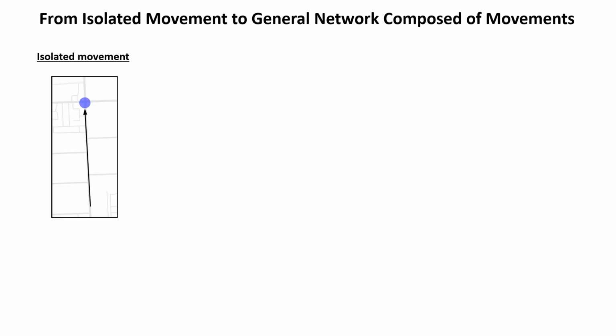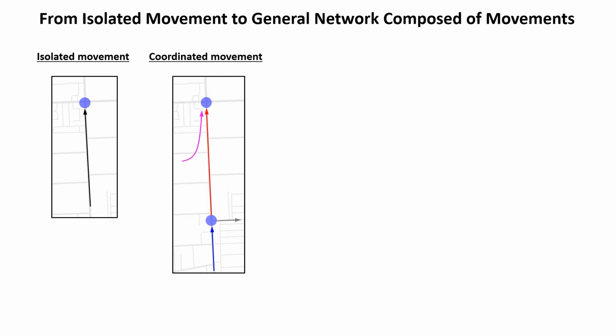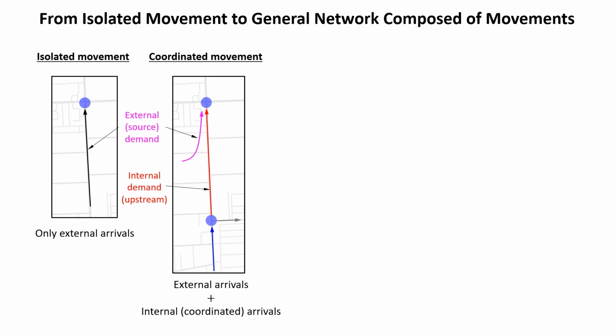We now extend the model to a general network. This is the isolated movement case from before. We now consider a coordinated movement case. While the isolated movement has only external demand, the coordinated movement has both external and internal or coordinated demand. Here we will show how the internal arrival can be predicted from the upstream movement departures.